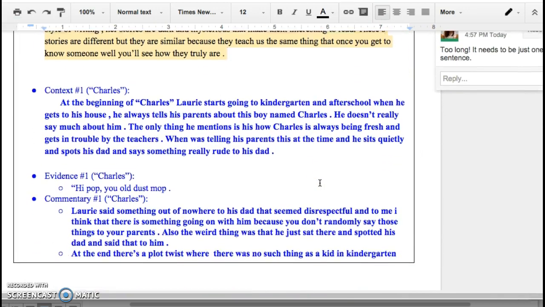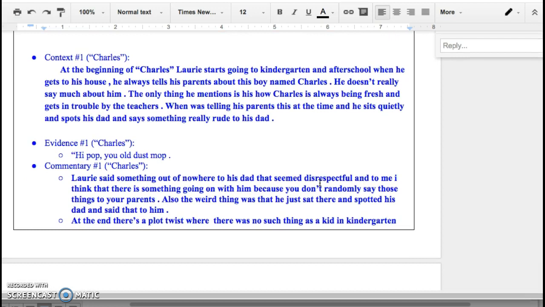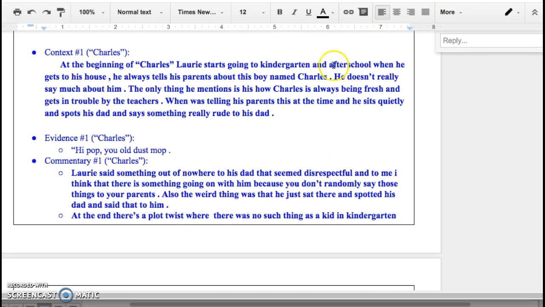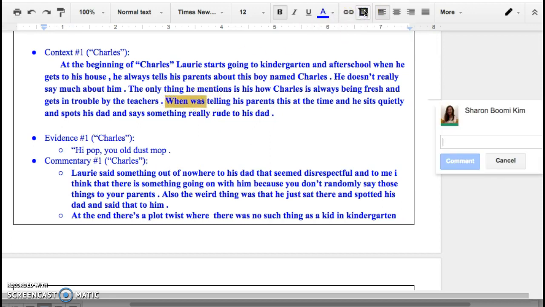Okay, let's keep reading. At the beginning of Charles, Laurie starts going to kindergarten, and after school, when he gets to his house, he always tells his parents about this boy named Charles. He doesn't really say much about him. The only thing he mentions is how Charles is always being fresh and gets in trouble with the teachers. When he was telling his parents this, he sits quietly and spots his dad and says something really rude to his dad. For the most part, this context is really clear. It sets up the evidence really well. I think this part is just a little bit confusing, so I'm just going to ask them to look at this part again.